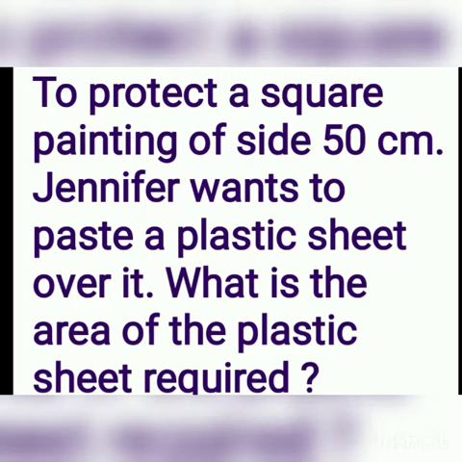So here what do we have to find? Perimeter. If you find the perimeter, is it enough? No. If you find the perimeter, we will know only the boundary length. But in order to cover, we want the whole area. So here we are finding the area. Area of what do we have to find? Painting. And the painting has the shape of a square. So what is the area of a square? Side into side, and the length of the side is given as 50 centimeters. So it is easy to find the area of the plastic sheet required. We can find it using the given facts.